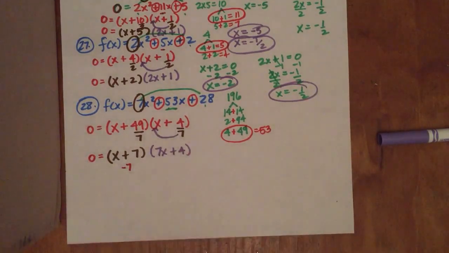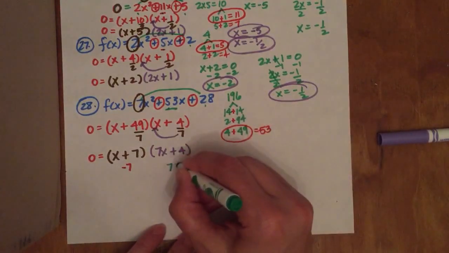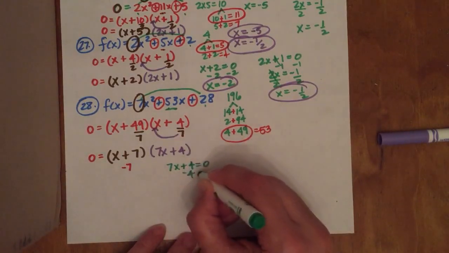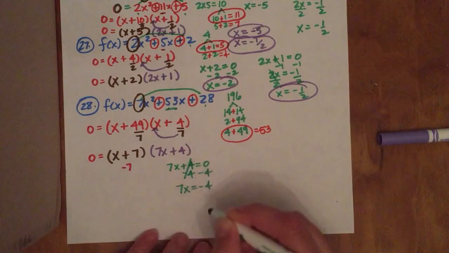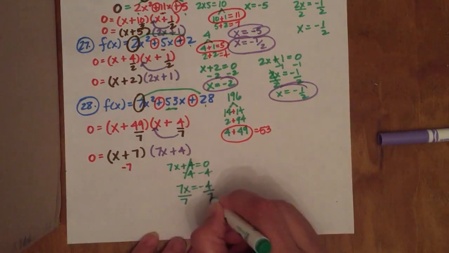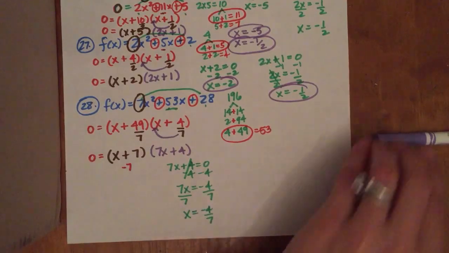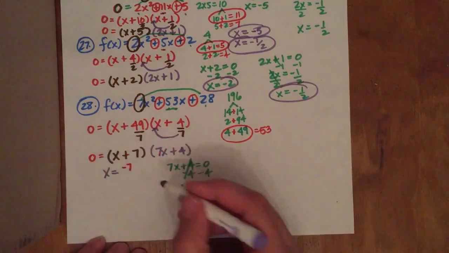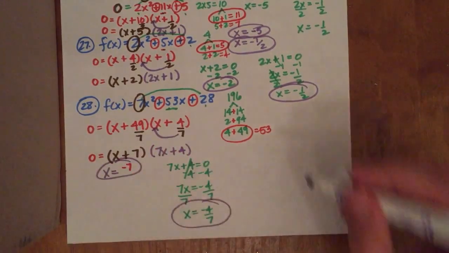So you know that negative 7 is one of your answers. However, 7x plus 4 is not that straightforward. So I'm going to take 7x plus 4 and set it equal to 0. Subtract the 4, 7x equals negative 4. Divide both sides by 7, so x equals negative 4 over 7. So your two roots, or solutions, or zeros, are going to be negative 7 and negative 4/7.